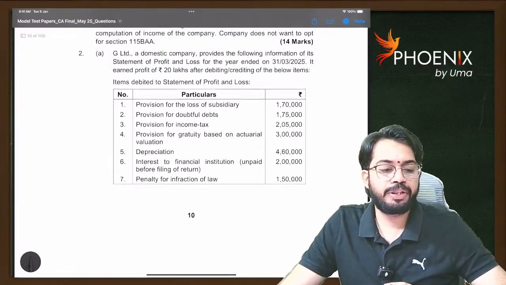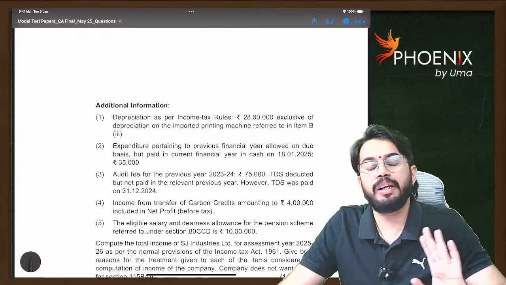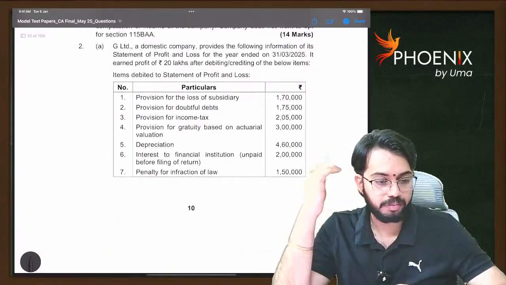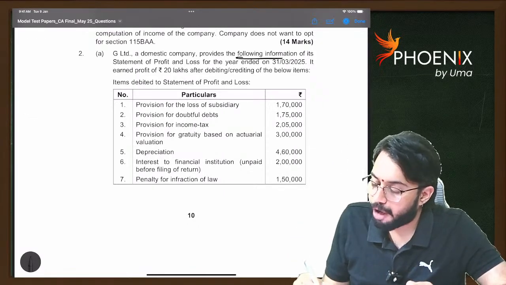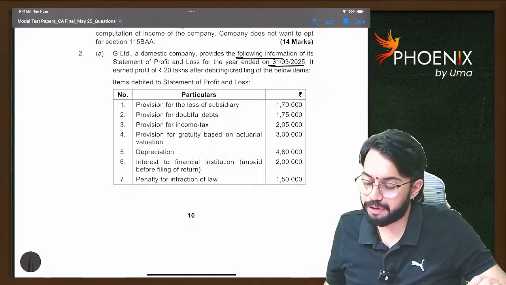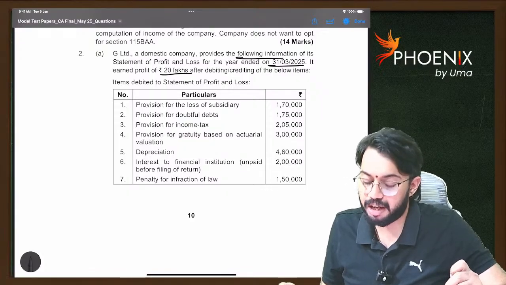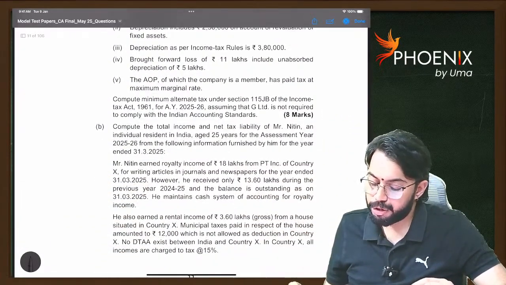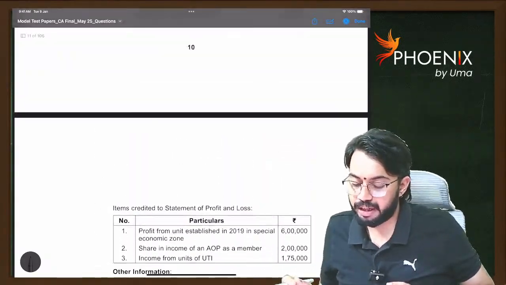Next, shall we discuss question number 2? See, all adjustments were discussed. You please go through the answer. You will understand. G Limited, a domestic company, provides the following information of its statement of P&L for the year ended 31st March 2025. It earned a profit of 20 lakhs after debiting or crediting the below items. Now, in this question, we need to do math calculation, compute minimum alternate tax under section 115JB.